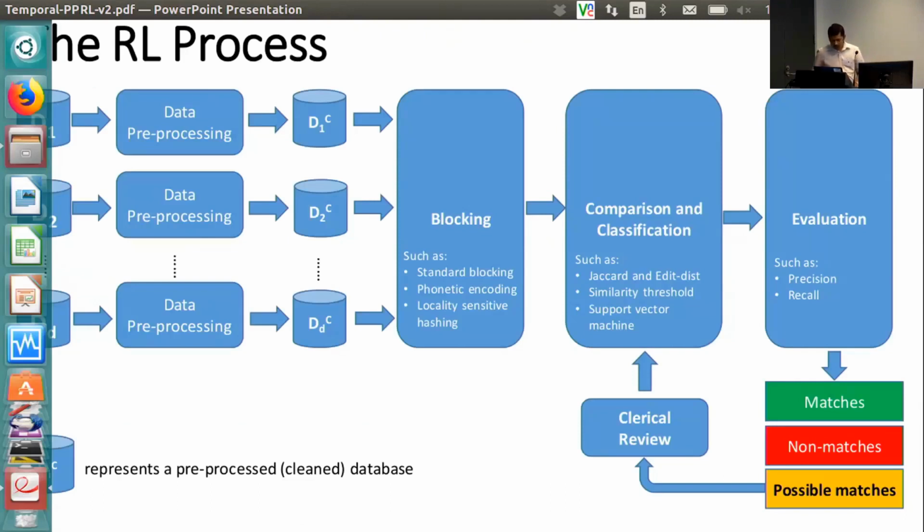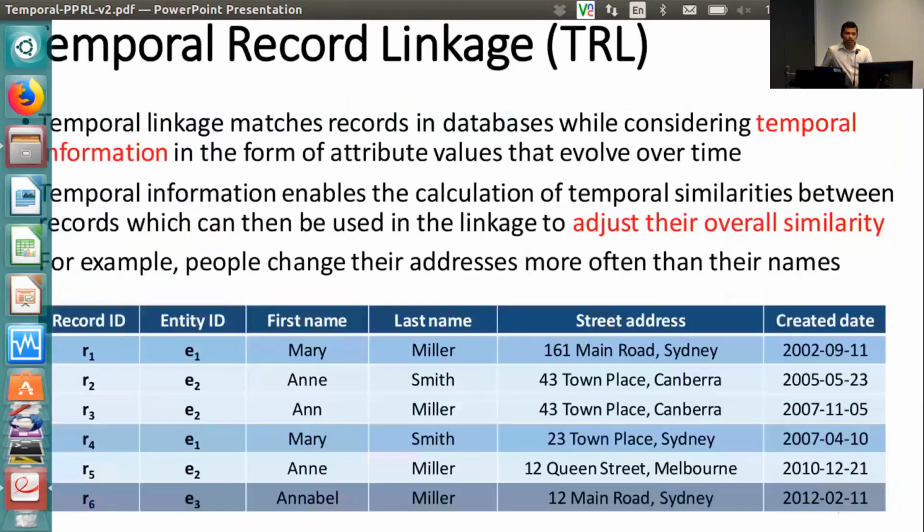So the purpose of this research is mainly about temporal record linkage. Compared to traditional record linkage, what we do is try to incorporate temporal information into the record linkage process. Because the traditional record linkage process generally assumes the databases are static, no changes are possible, so you just compare the record values together, get the similarities, and pass them into a classification model, and based on the similarity vectors, you classify them as matches or non-matches.